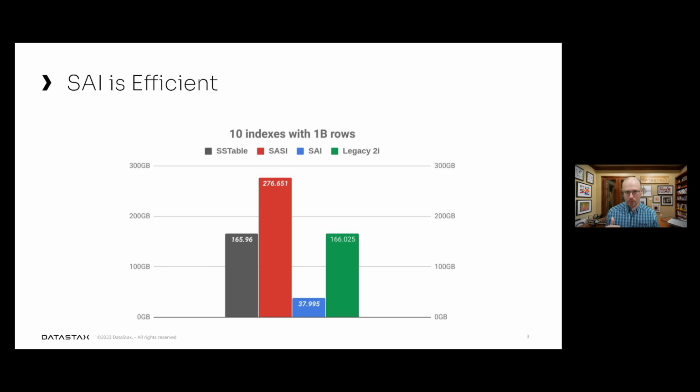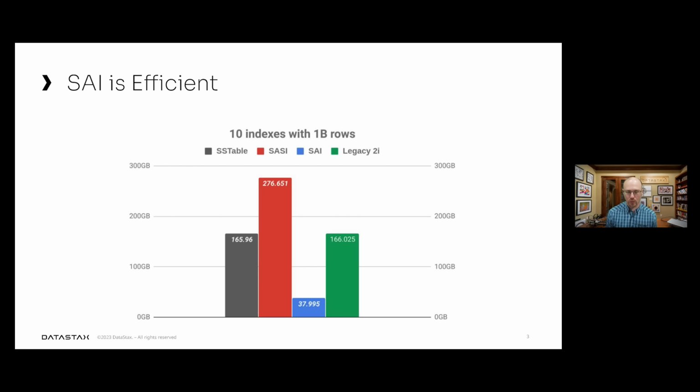SAI gives you a couple things. In this graph, we're showing the effects of indexing a billion rows with 10 indexes defined across the rows in that table. On the left is the space used by the raw row data itself. So that's about 160 gigabytes of data.